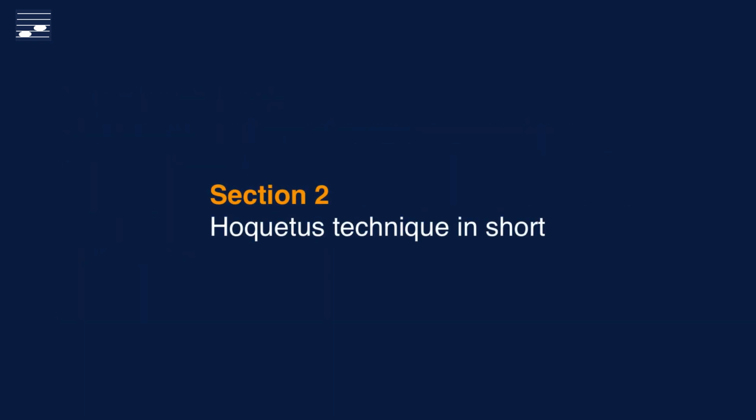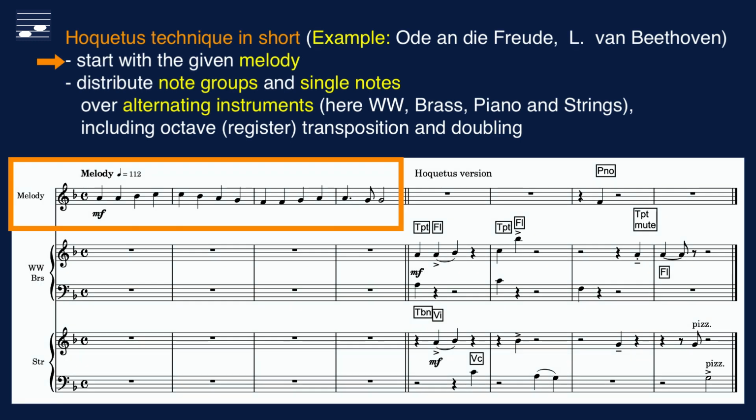Let's briefly introduce and demonstrate Hoquetus technique. The example is the Ode an die Freude melody from Beethoven's 9th Symphony, the majestic finale movement. European citizens may remain seated.